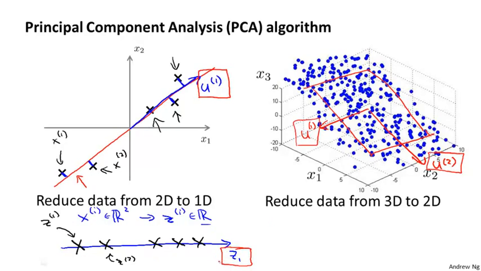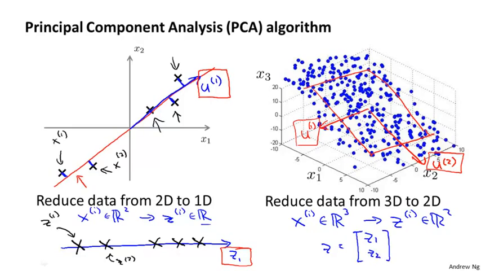So in the example on the left, we're reducing the data from 2D to 1D. In the example on the right, we would be reducing data from 3-dimensional, so xi is in R3, to zi, which is now 2-dimensional. So these z vectors would now be 2-dimensional, so it would be z1, z2 like so, and so we need to give a way to compute these new representations, the z1 and z2 of the data as well. So how do we compute all of these quantities?